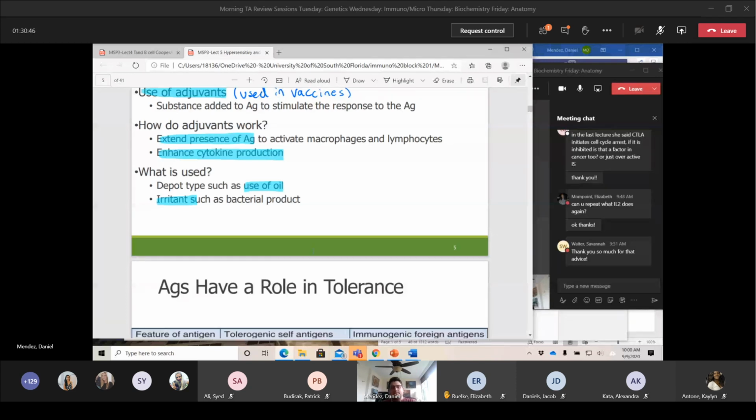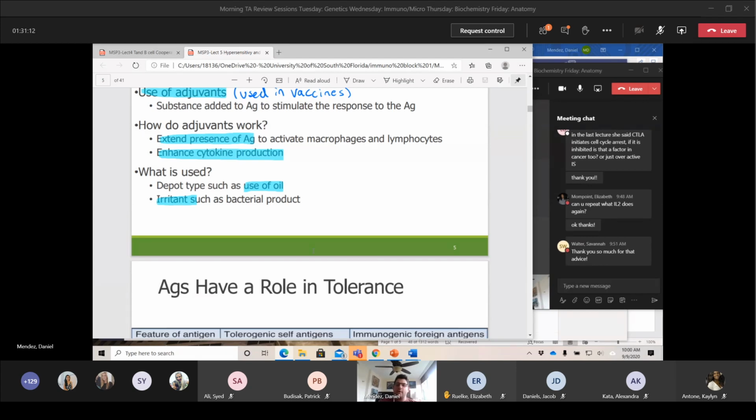But when you get a vaccine in your arm and then you get that huge red bump, that swelling there, that's caused by the irritants. So the irritants, that's actually a good sign. That's showing us that we're having inflammation at the site of injection. That's showing us that we're getting neutrophils, macrophages, dendritic cells to actually go to that site of injection. So that inflammation is caused by the irritant. That's caused by the adjuvant.